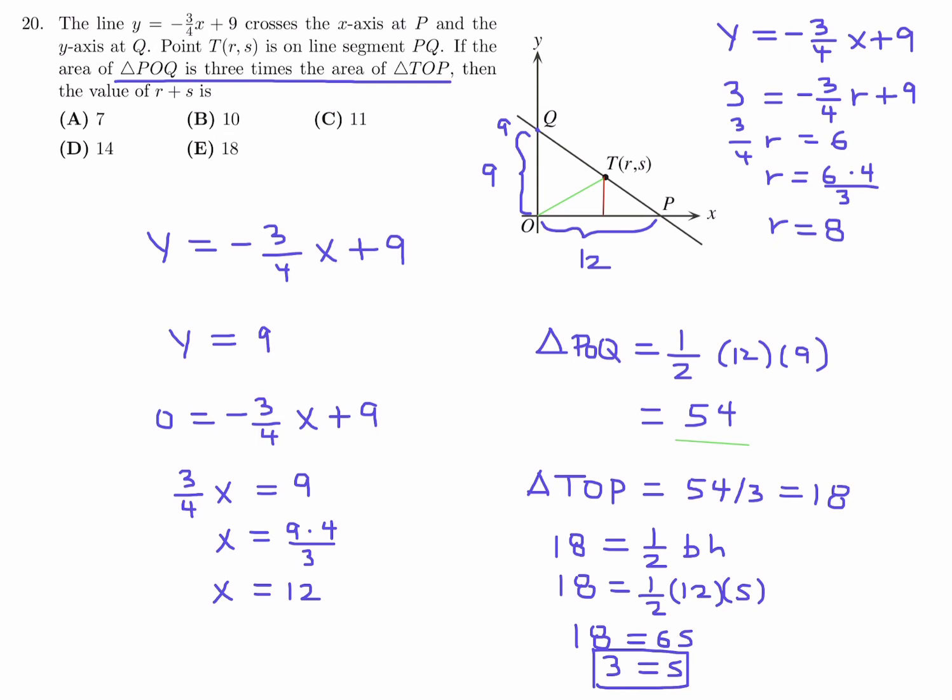So finally, what they want is R plus S, so R plus S, 8 plus 3, and that is equal to 11. So number 20, the answer is C.